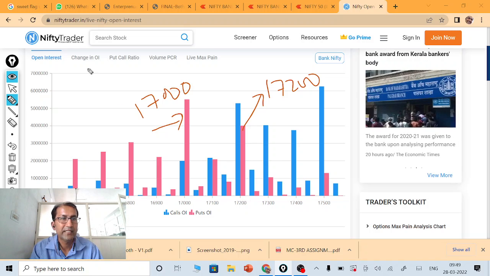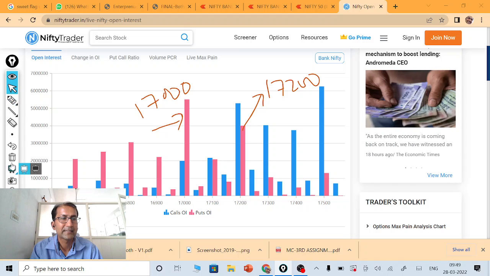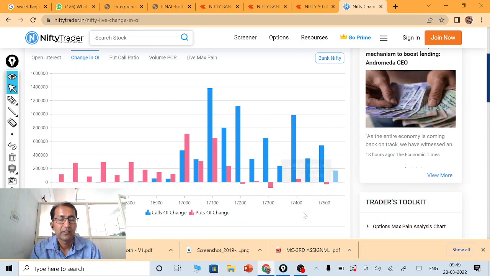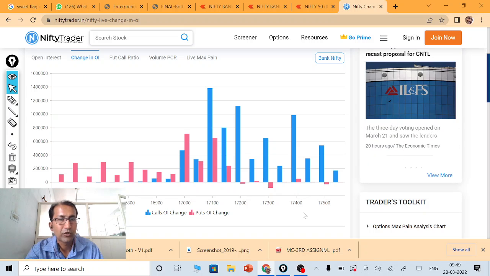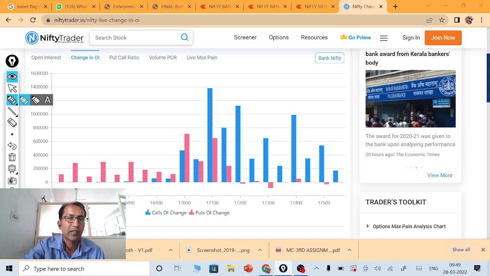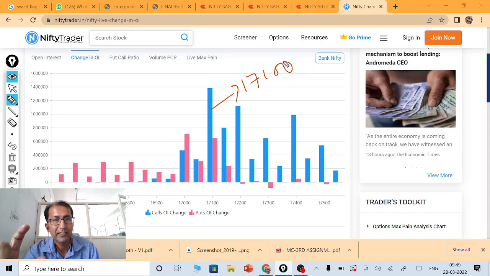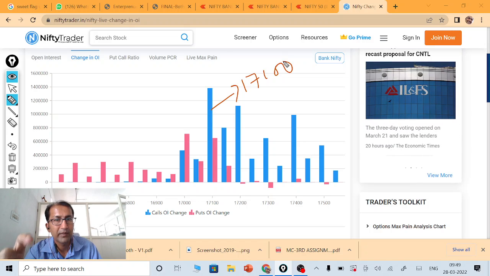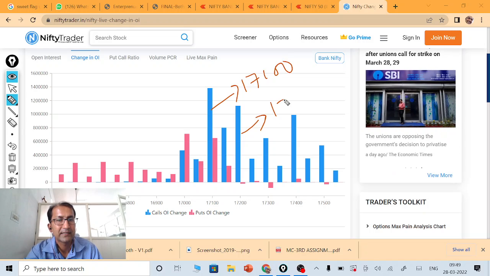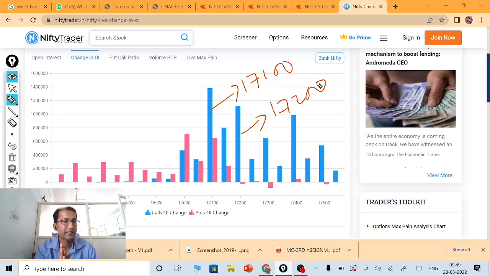So let me come to the change in open interest. Yeah, so this is the change. So we can see 17,100 call writing has increased, which means that 17,100 is going to be the major resistance. And then again there is an increase in call open interest at 17,200. So these are the levels which will be major resistances.